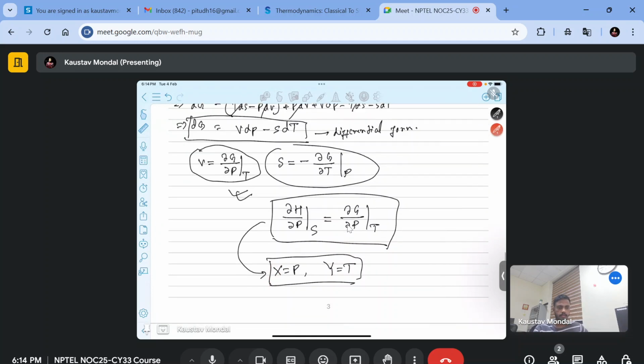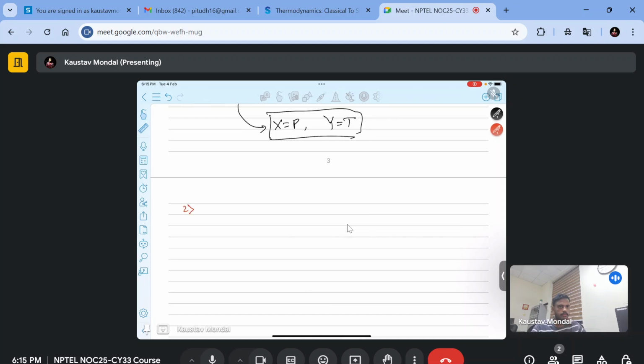Now let me go to the next question, question number 2. So basically here it states that 1 mole of oxygen expands adiabatically against a constant external pressure of 1 atm, until the pressure balances.